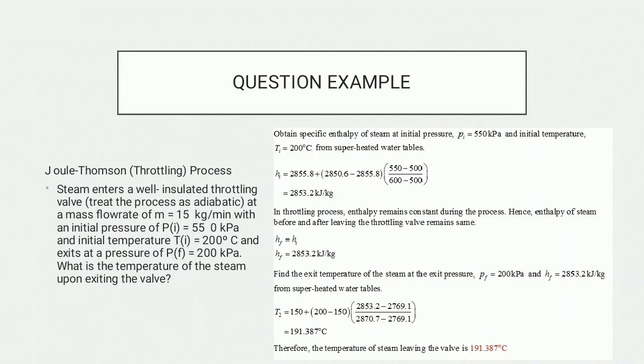Here it's stated that steam enters a well-insulated throttling valve at a mass flow rate of 15 kg per minute with an initial pressure of 550 kPa and initial temperature of 200 degrees Celsius and exits at a pressure of 200 kPa. What is the temperature of the steam upon exiting the valve?